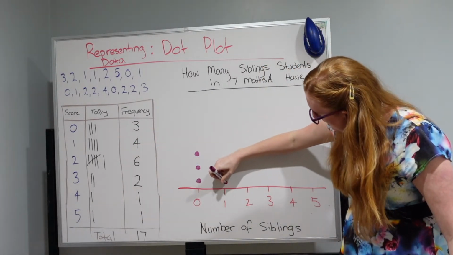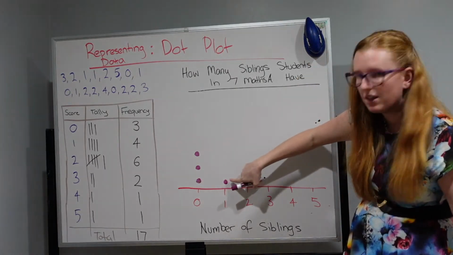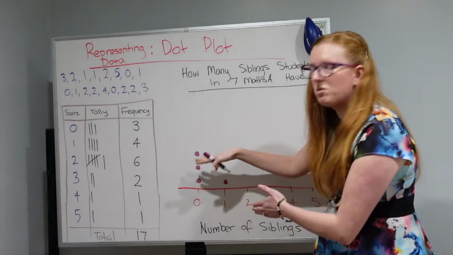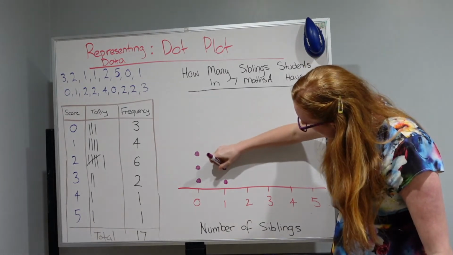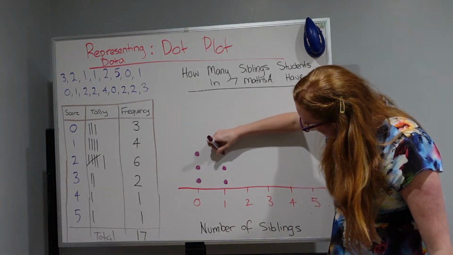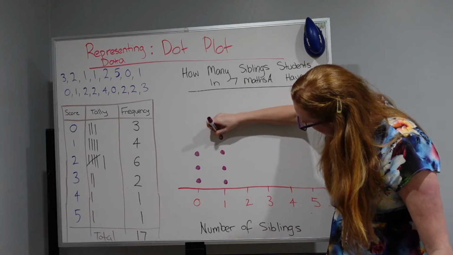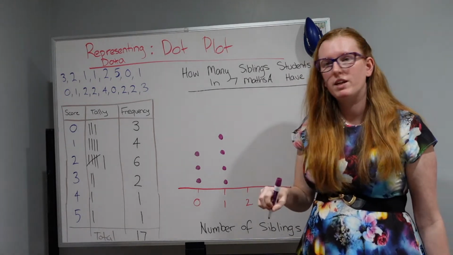So 1. And I want to try and keep them in line with each other, because it will make it easier to read later on if they're in line with each other. So 2, 3, 4. Try and make them evenly spaced if you can.